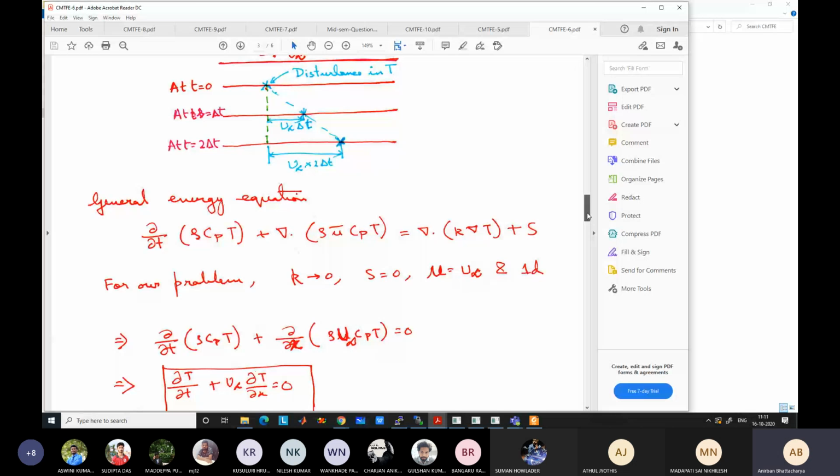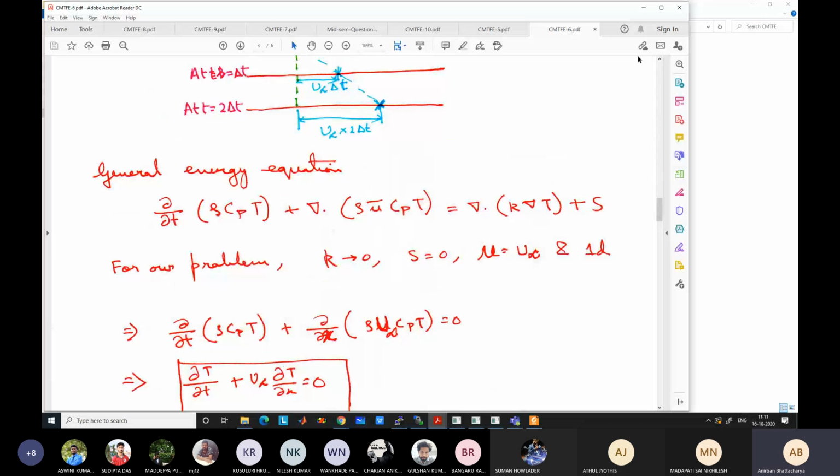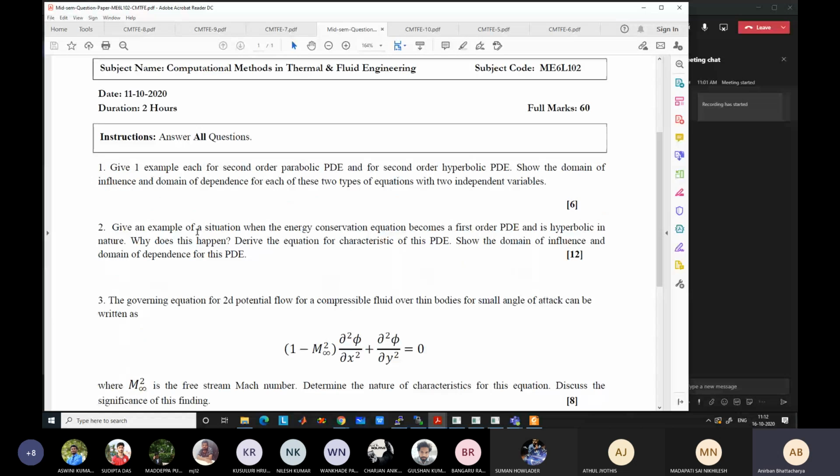Diffusion term is zero. So once the diffusion term goes to zero, the nature of the characteristic changes. As a result, it changes from parabolic nature to hyperbolic nature. And the equation of characteristics we have also derived here.